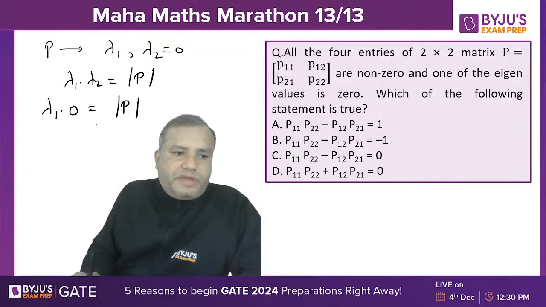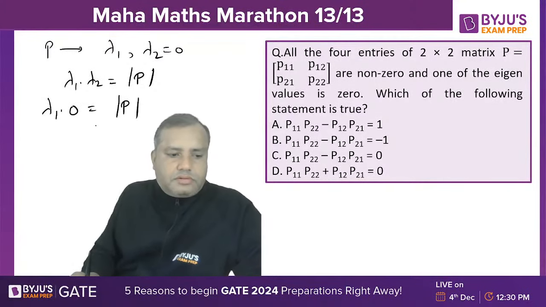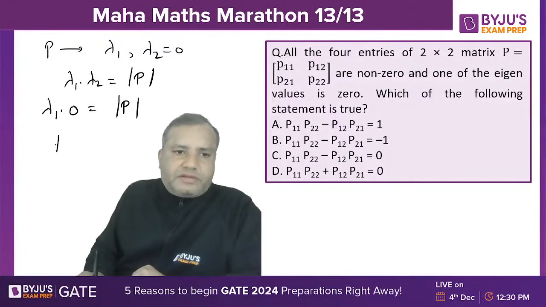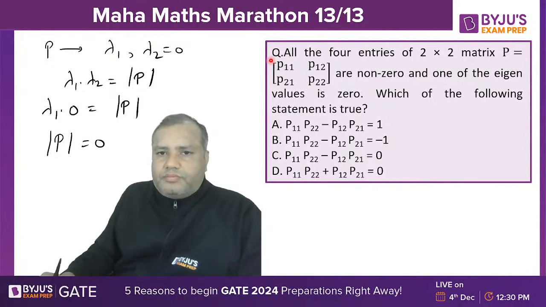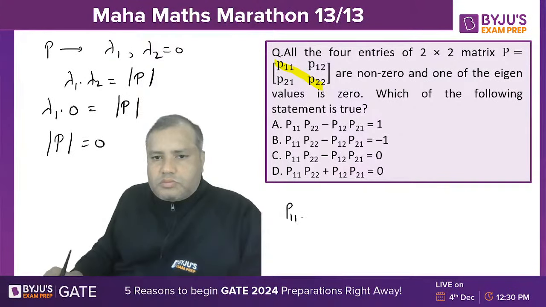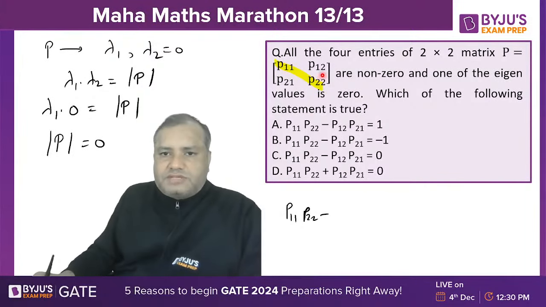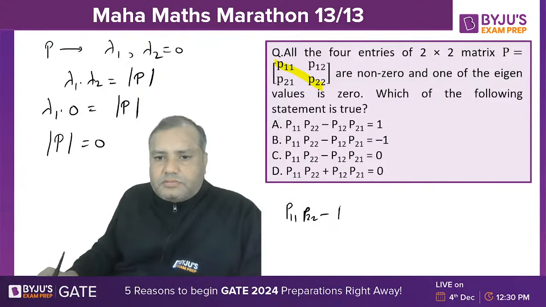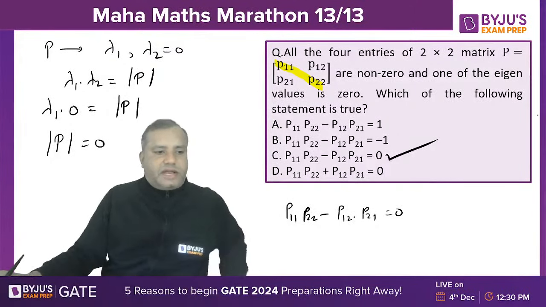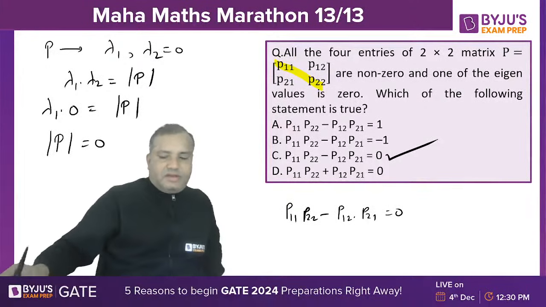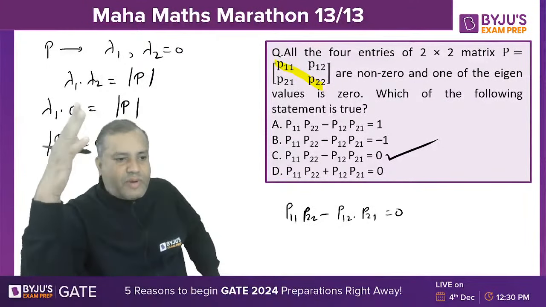So determinant of P is 0. And what is this determinant of P? P11 P22 minus P12 P21. This should be 0. Option C is the correct answer. बताओ भाई, समझ में आया क्या?